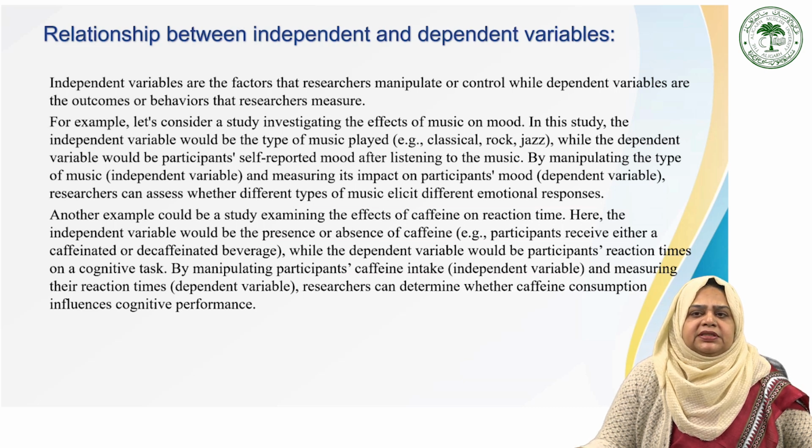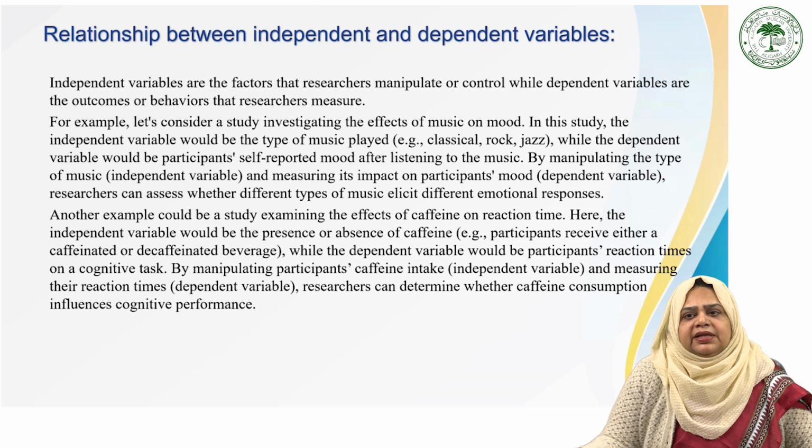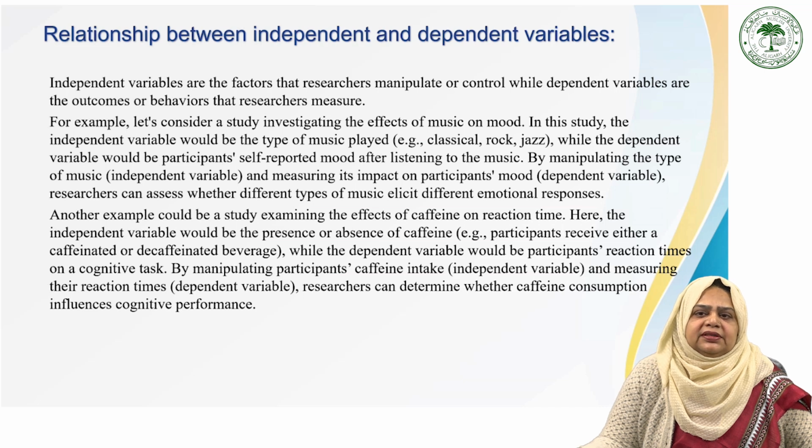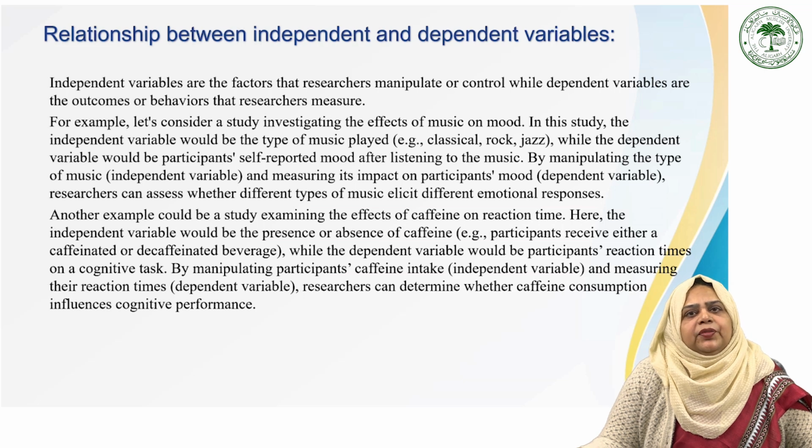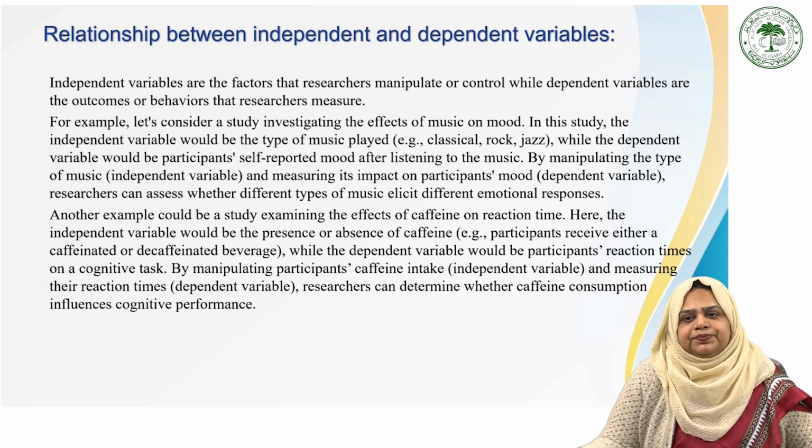In scientific experiments, researchers manipulate independent variables to observe their impacts on the dependent variables. So, independent variables are the factors that researchers control or change, while dependent variables are the outcomes or behaviors that researchers measure. For example, if we are conducting a study on how music influences our mood, the independent variable would be the type of music we listen to, such as classical, rock, or jazz. The dependent variable, on the other hand, would be our emotional state after listening to the music, which can be assessed by asking individuals to rate their mood.